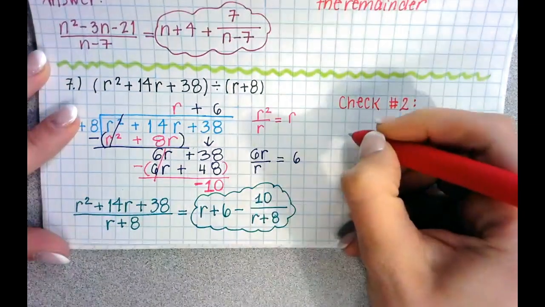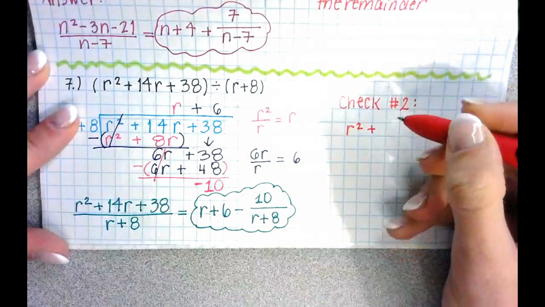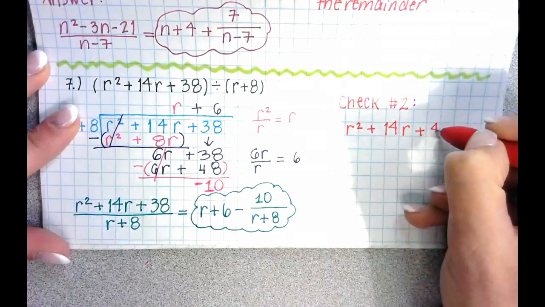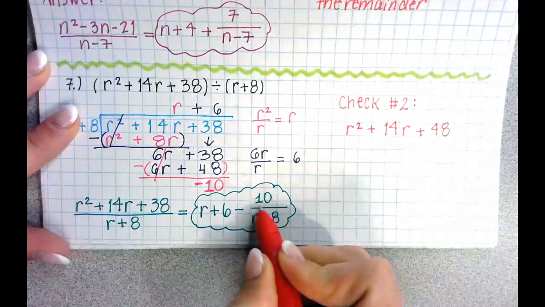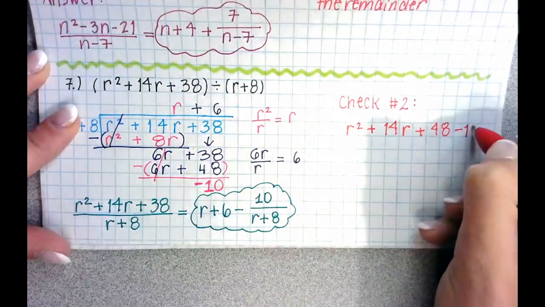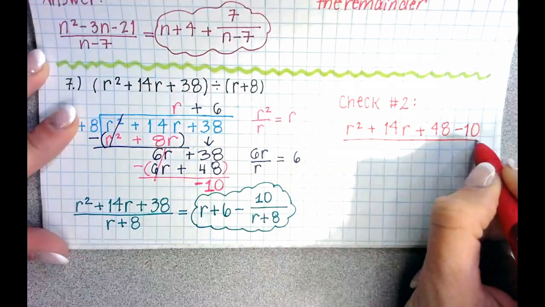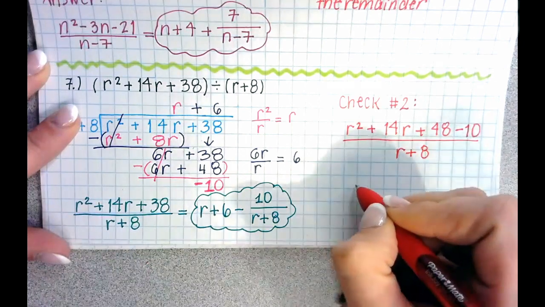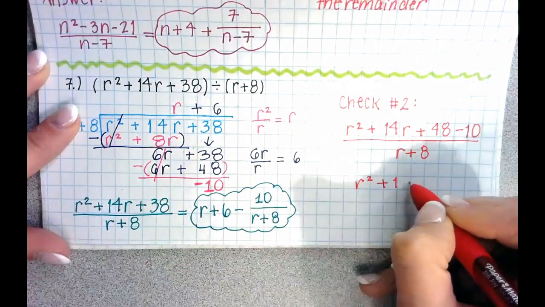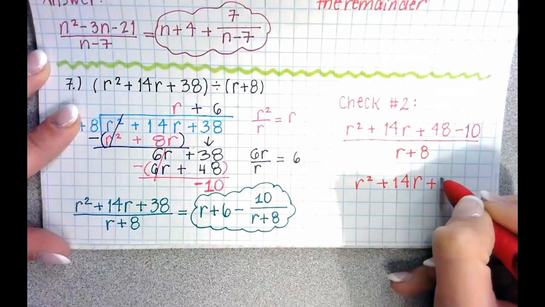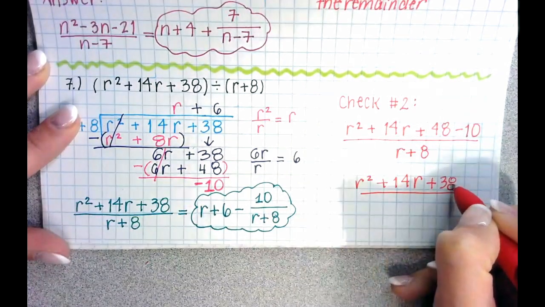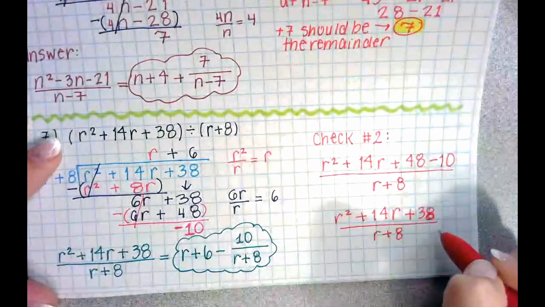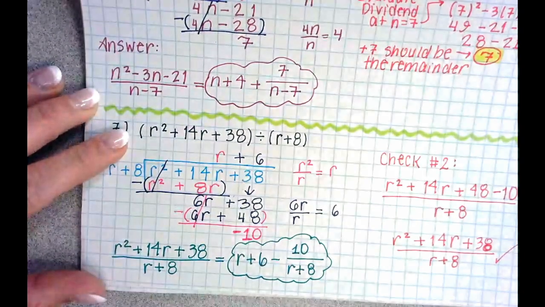So r plus 6 times r plus 8, I get r squared plus 6r and 8r. Well, that's 14r, last times last, plus 48. That's big times bottom plus top, so plus negative 10 or minus 10 all over, same bottom, r plus 8. Combine some like terms there, we get r squared plus 14r plus 38 over r plus 8, and as long as it matches, we're good. And it looks like we are in tip-top shape. So you definitely got it right. So there's no reason why you shouldn't get a perfect score.